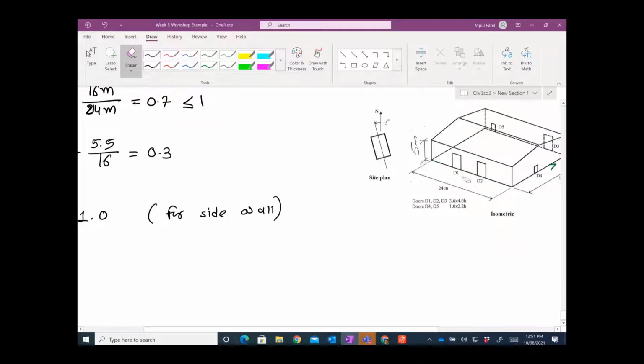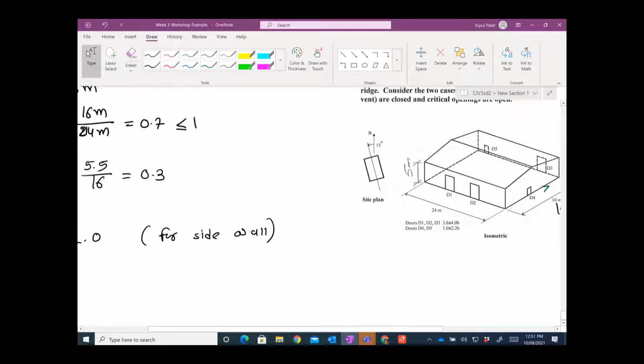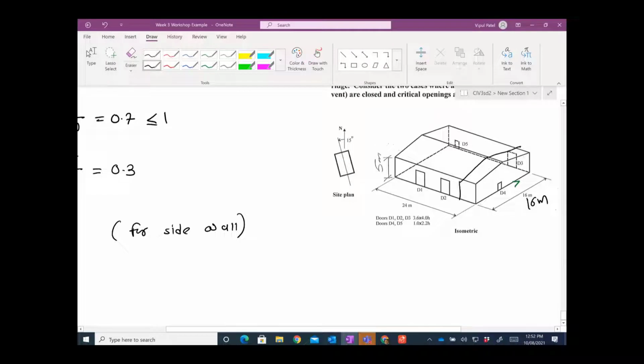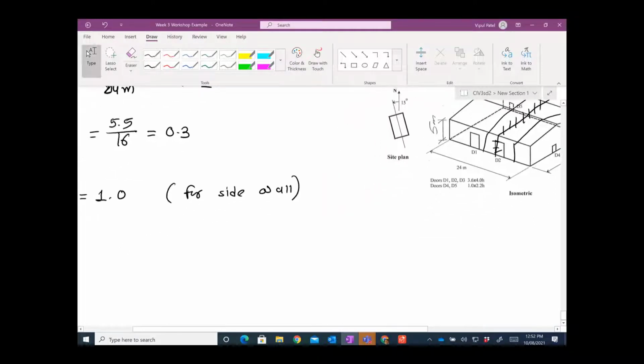Now for the roof, you can see they have a significantly large area, right? It's not a small area for the roof. So let's say for the roof we have 6 meters between these frames, and you have 16 meters. So you have 6 meters, 6 meters. So for the tributary area, you would consider 3 meters on each side.